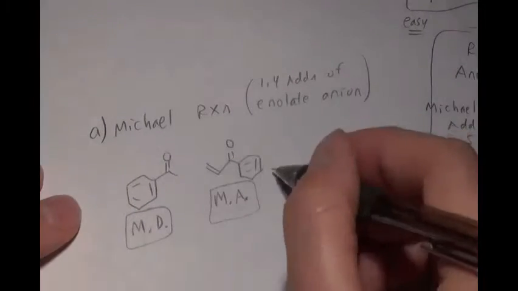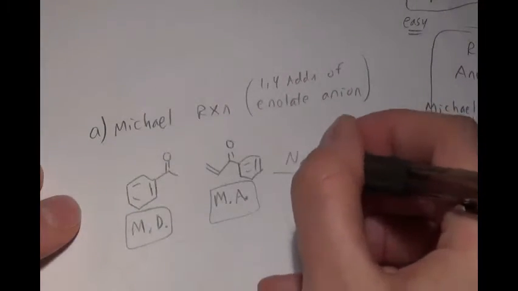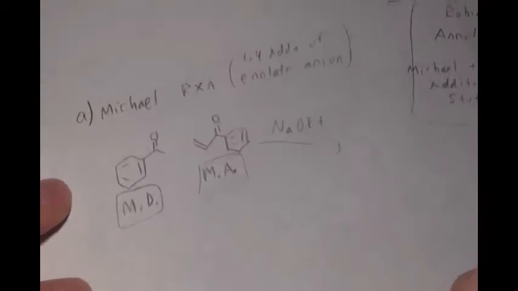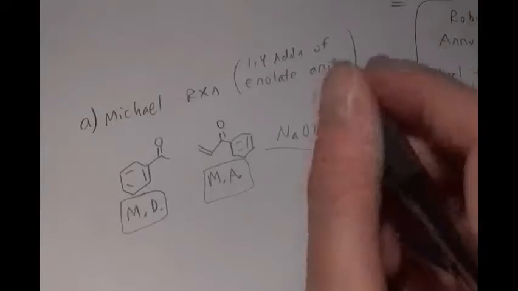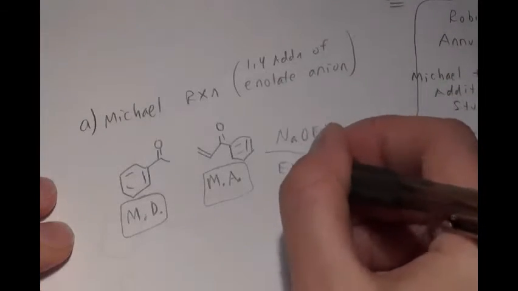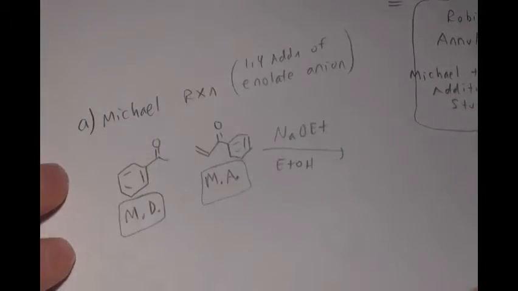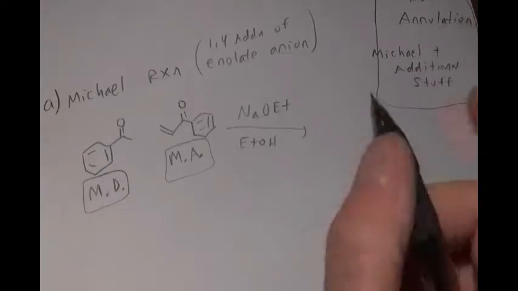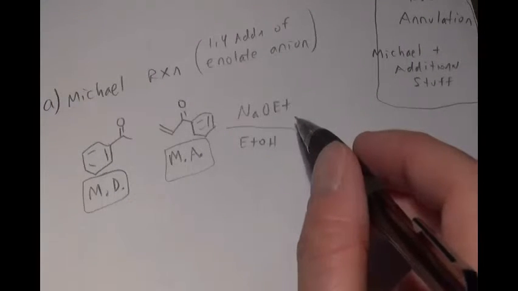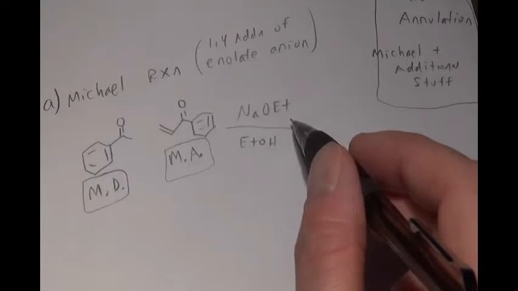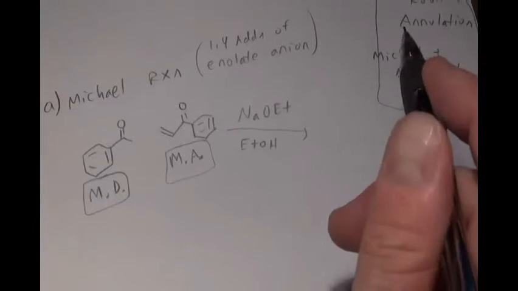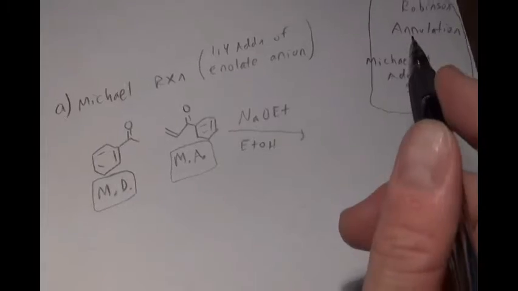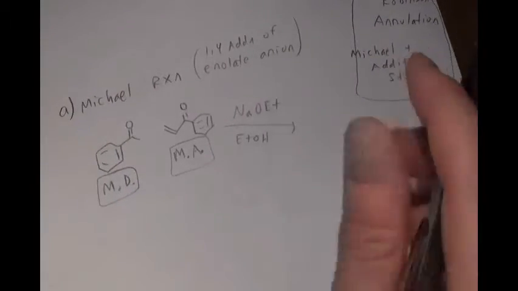The reagent we're going to use for a bunch of these reactions is NaOEt. It's a strong base, and maybe some ethanol. We're going to see that over and over, so get used to it. NaOEt is the common base we're going to use for the Michael and also the Robinson, which we'll get to in a few minutes. So we'll do the Michael, then we'll do the Robinson.